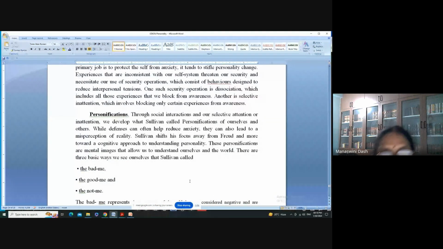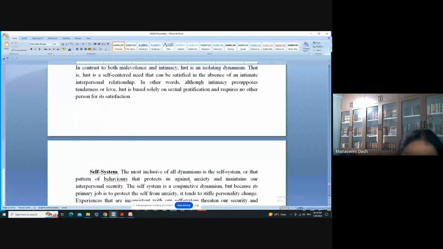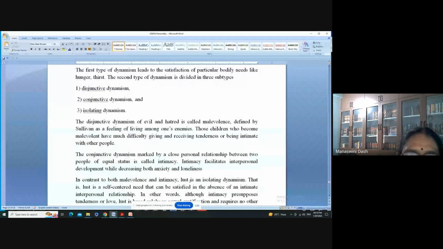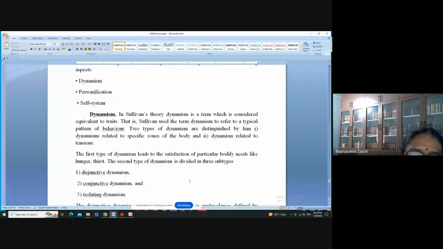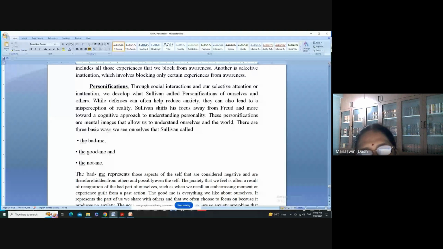And the third, or second system, is personification. Personification means that through social interaction and our selective attention or inattention, we develop understanding about ourselves. So this is called personification. Our understanding about ourselves, as well as others in the world, are called personifications.